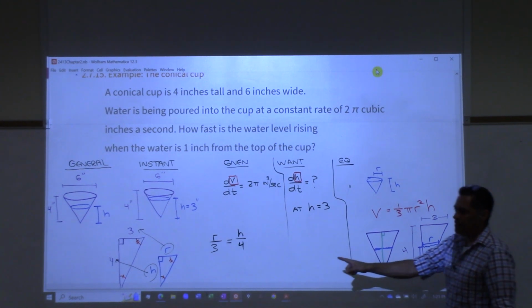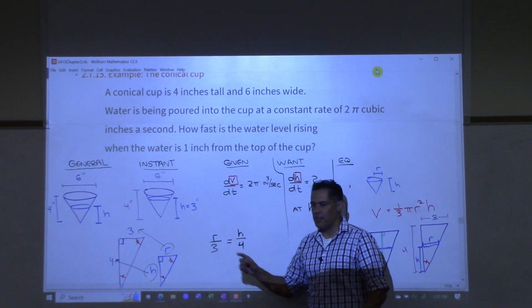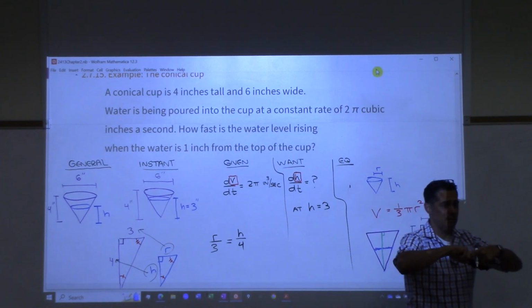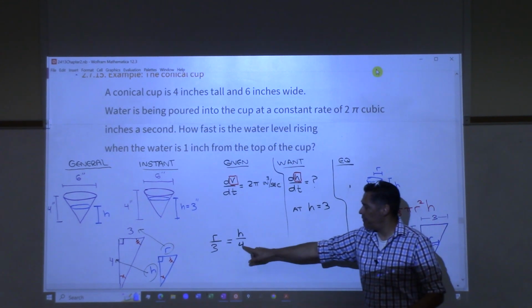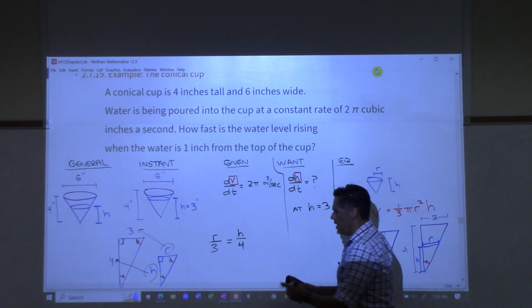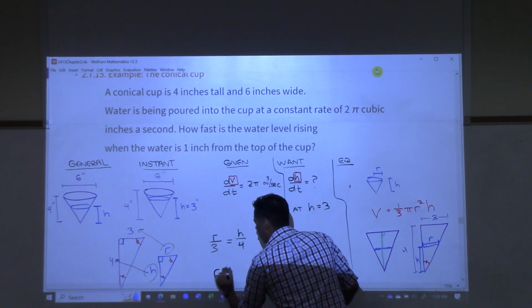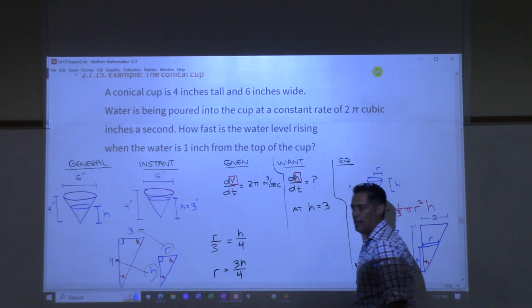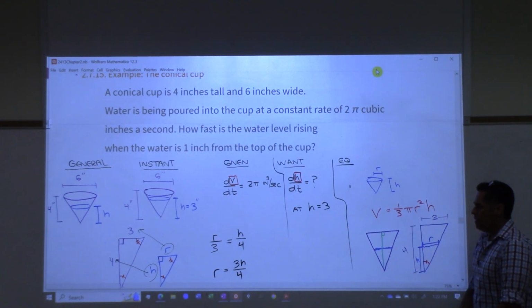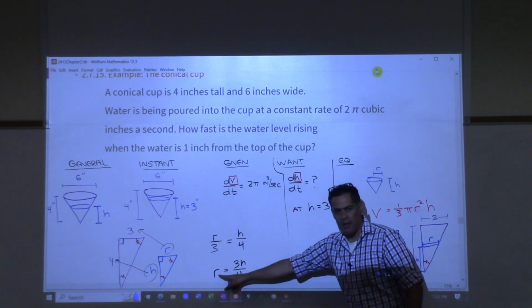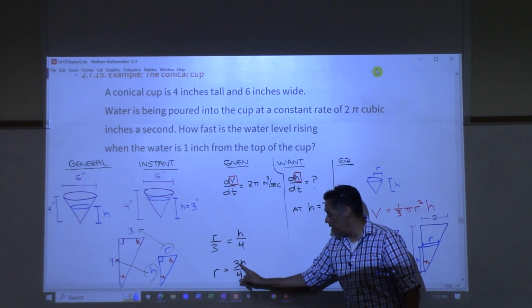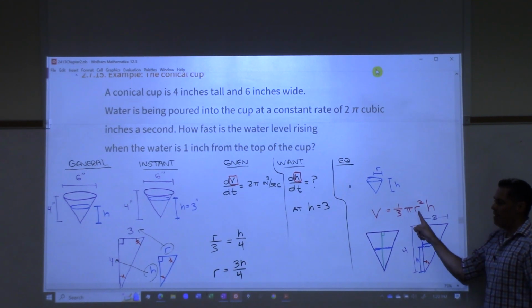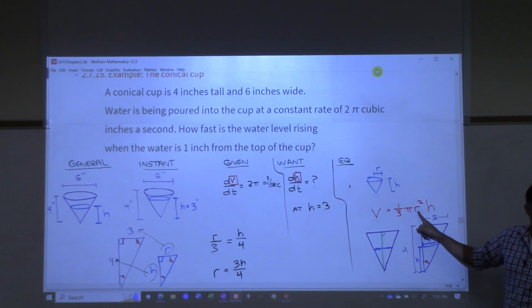And what's nice about this relationship is that it gives me a connection between R and H, right? And if I solve this for R, let's do that. I'm going to just multiply both sides by 3, which would give me 3H over 4, or 3/4 H. Then do you agree that I could take this value of R, which is now in terms of H, and plug it in here, and I would no longer have R's? I would have H's everywhere. That's what I'm going to do.